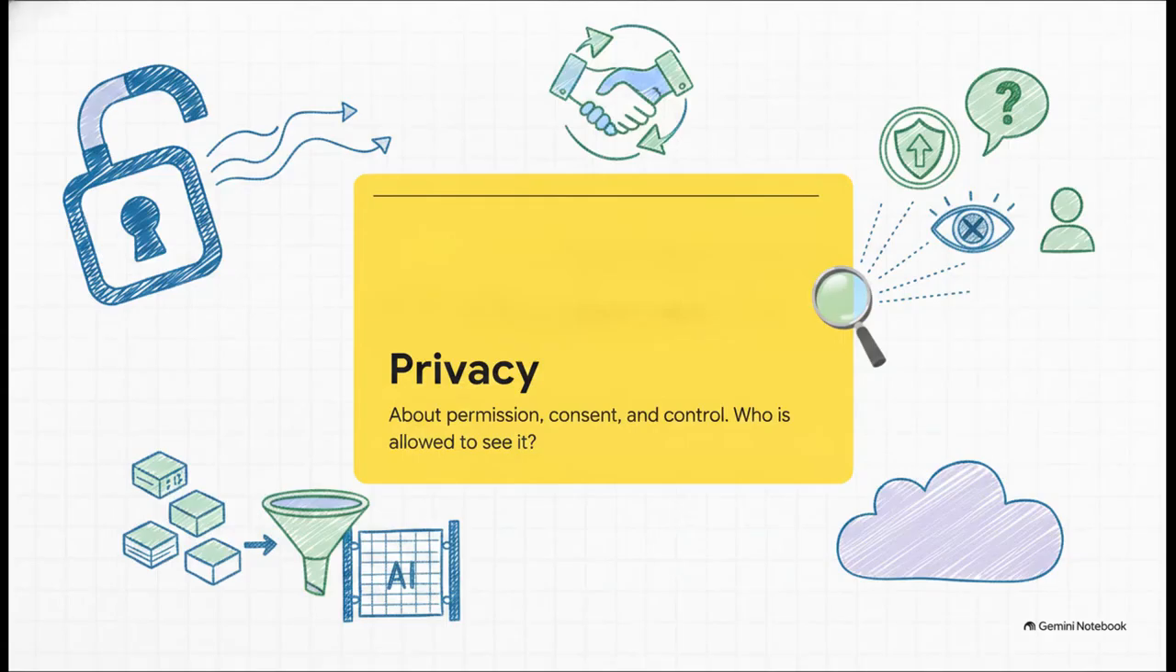Scaling this CLEAN framework and this level of protection across an entire organization ultimately relies on 3 foundational pillars. Pillar number 1 is privacy. When we talk about data privacy in the context of AI, we're essentially talking about permission, consent, and control. The core driving question is simply, who is legally allowed to see this data? It's all about respecting the strict boundaries of personal information before it ever even touches a prompt.